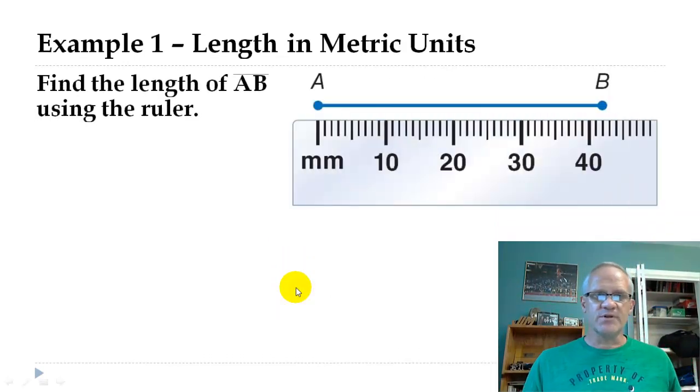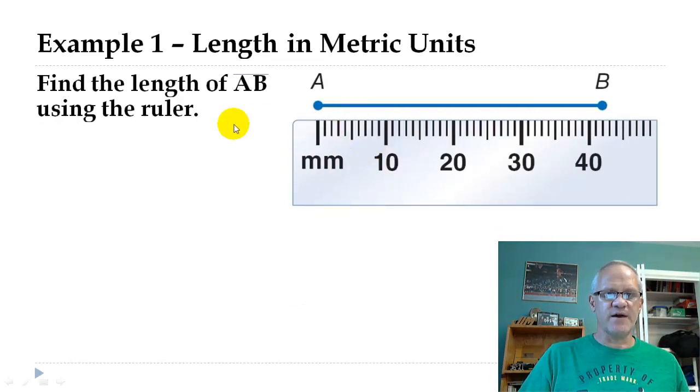Okay, first example today. We want to find the length of AB. So find the length of line segment AB using this ruler. What it's saying is we're going to measure from A to B, and that's the line segment from A to B over here. Now, this particular ruler is in millimeters. Some rulers may start measuring at the very edge of the ruler. Some start in a little bit, so you have to be careful. On this one, you notice this is the 0, so it starts in. It does not start at the end of the ruler, but sometimes it does.